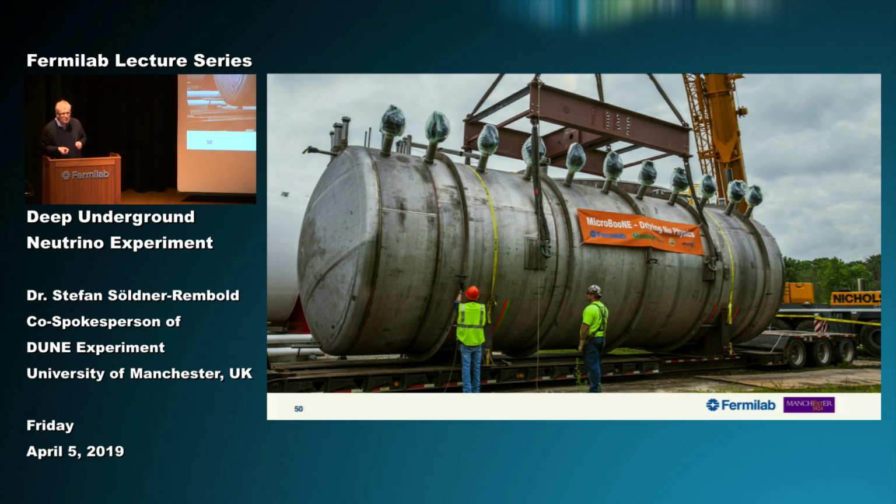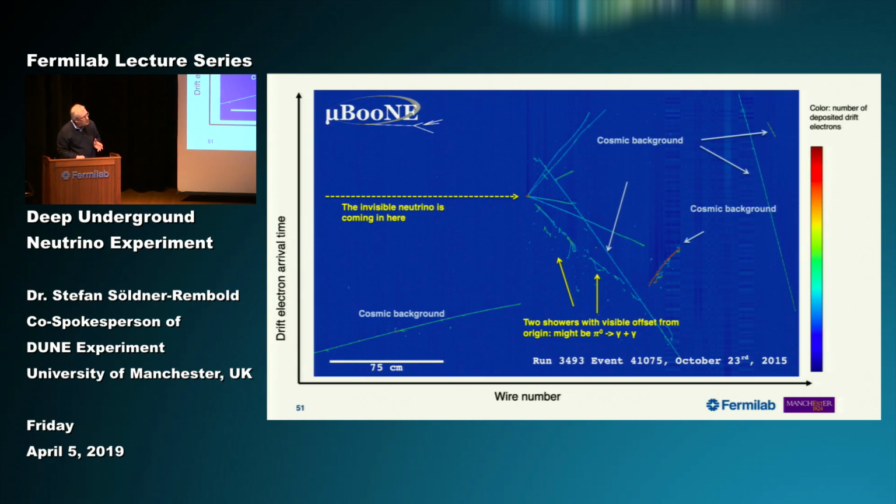One of them is MicroBooNE, which is here at Fermilab, and this is actually the MicroBooNE cryostat where the liquid argon is hosted, and the experiment is just a few hundred yards over there. And so this is before it went into the detector. It's been running for years, and it produces these, and that's why I mentioned these beautiful pictures. That is what liquid argon detectors can produce.